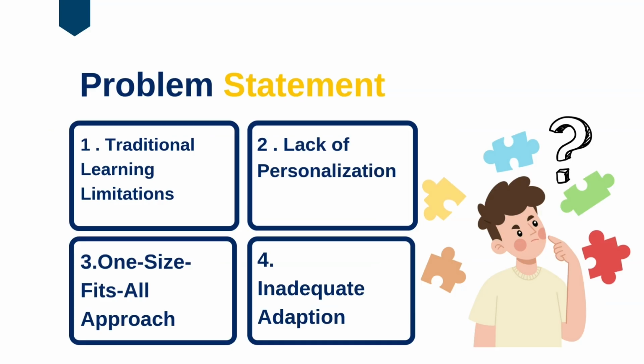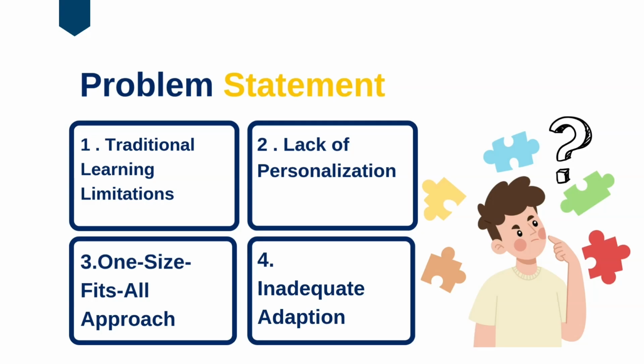First, traditional learning methods have many limitations. They often fail to meet the unique needs of each learner. Second, there's a lack of personalization. Most systems don't adapt to how a learner progresses. Third, the one-size-fits-all approach just doesn't work. Every learner is different. And finally, current systems don't adjust or evolve based on how the learner improves over time.